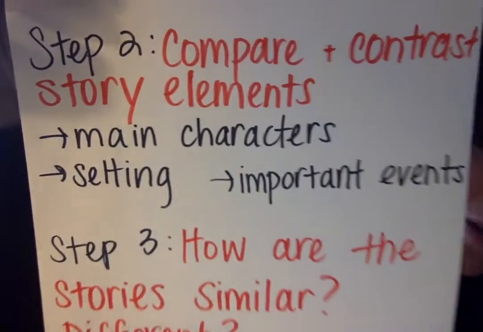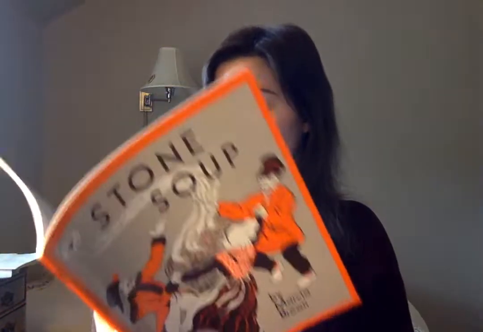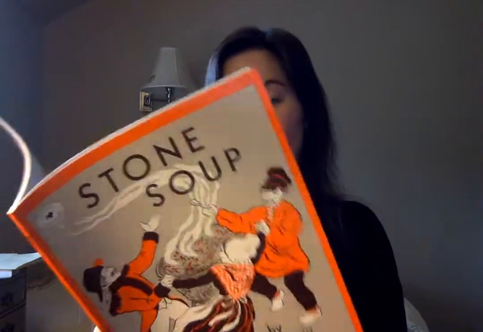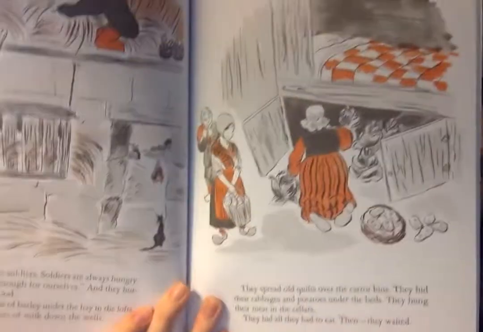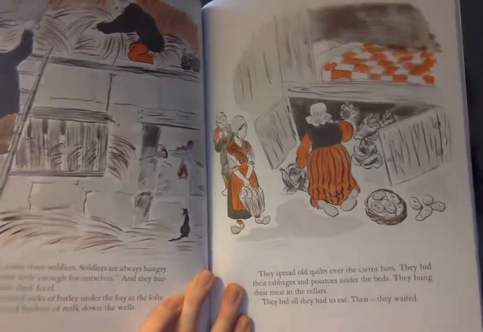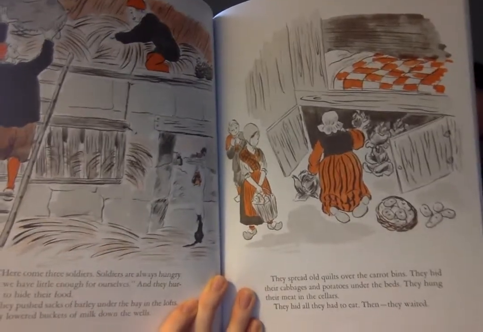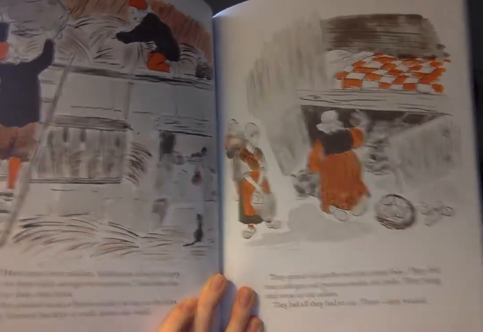Next, let's compare the setting in the text. So the setting in the text, of course, is where the story takes place. So in Stone Soup, it says that they come to a small town. We don't know the name of the small town, but we know that they arrive at this small town and they stay at this small town the entire time in the story. So that's where the story takes place, this small town.